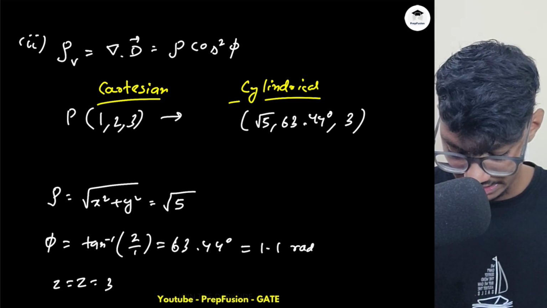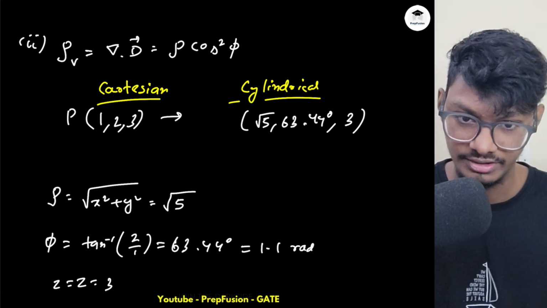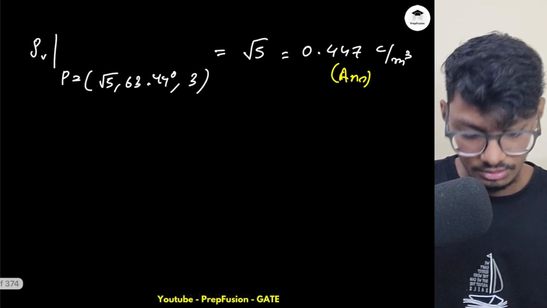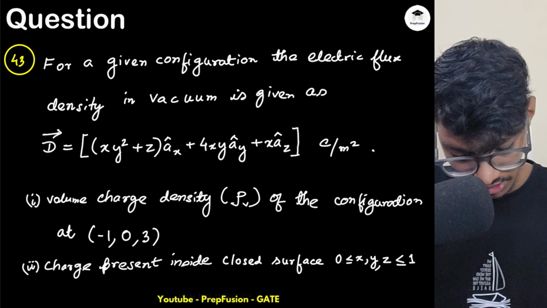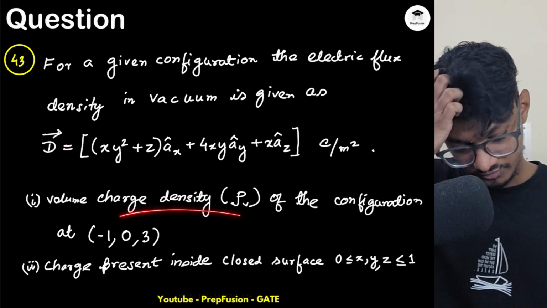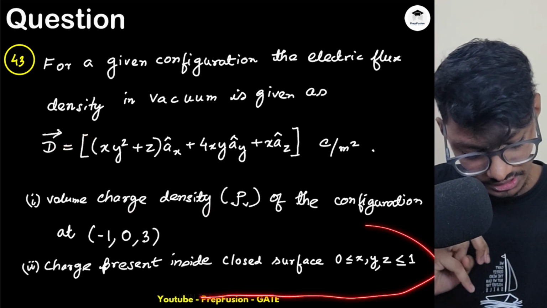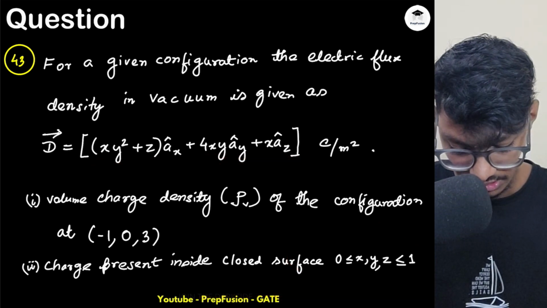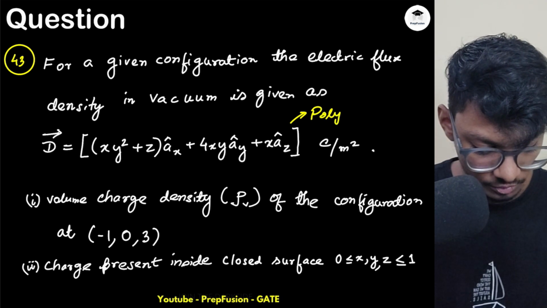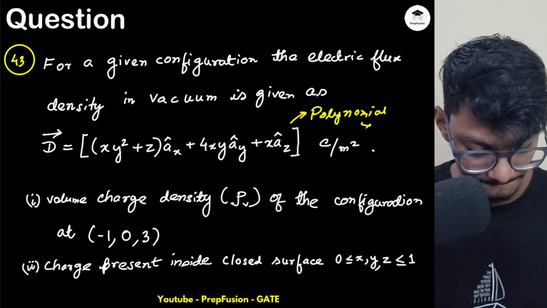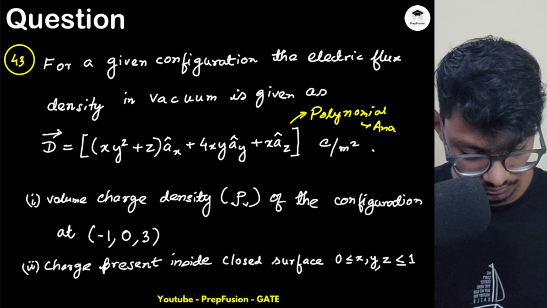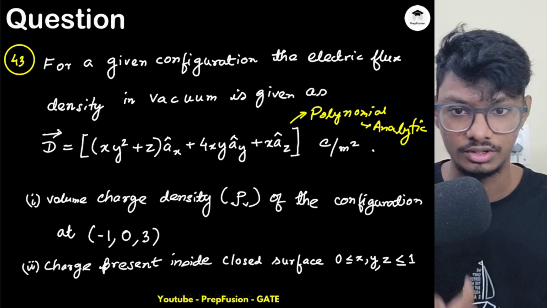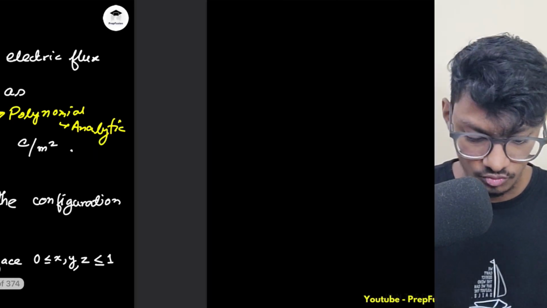This question is a very good question, and this type of question can obviously come in the examination. It hasn't come yet, but this can come actually. Okay, so this question I will give you as homework. Same question, same concept. In vacuum we have to find out the volume charge density and the charge present inside the closed surface. Just use the same concept here. Again, this is analytic, right? I can observe this is a polynomial. If this is a polynomial, it has to be analytic. If you haven't studied complex variables, you have to study them if you want to understand what analyticity means. Okay, this one is also homework for you.